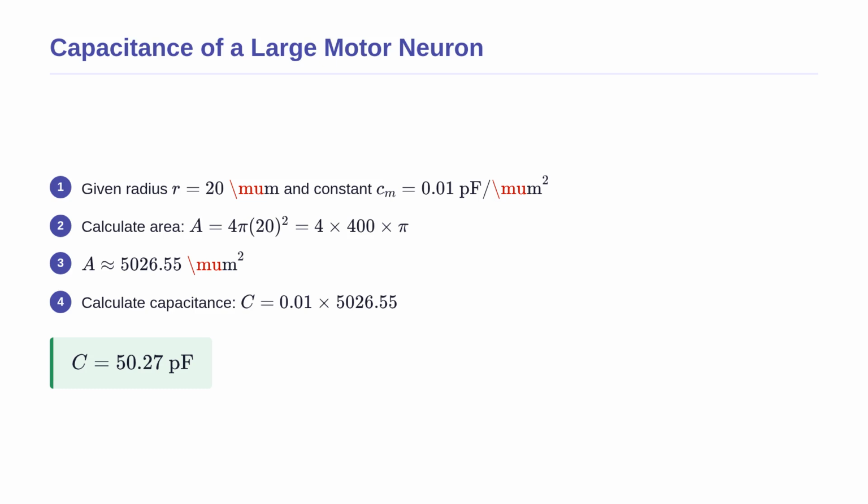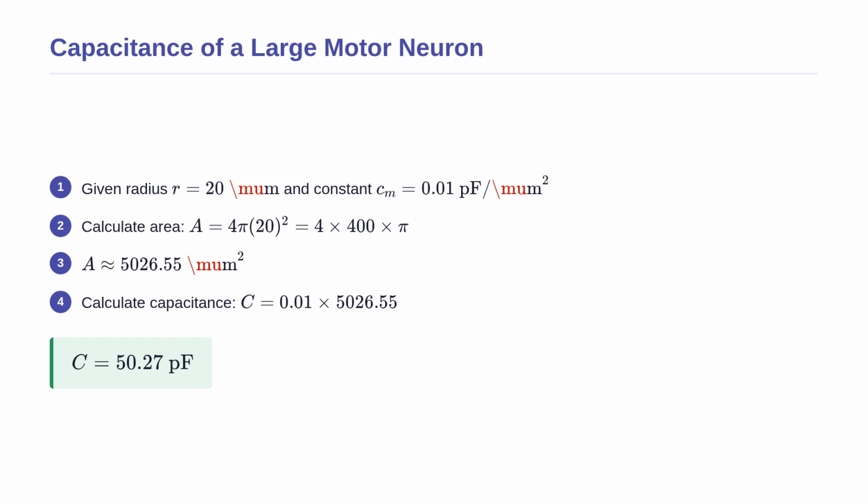Now that we have seen a small cell, let us look at a much larger one, a lower motor neuron that controls the heavy muscles in your leg. This neuron has a massive radius of 20 micrometers. We want to find its total membrane capacitance to see how its large structure changes its electrical behavior. We use the exact same two-step strategy.